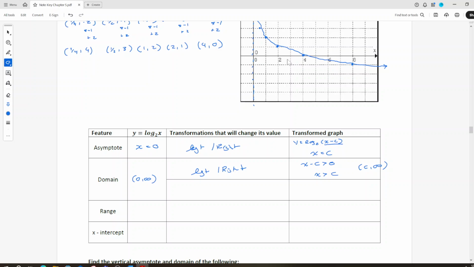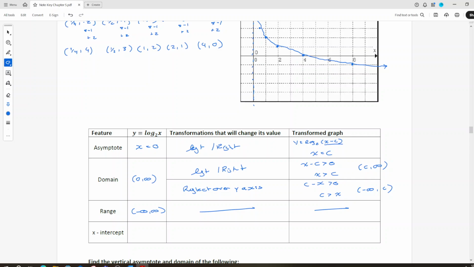Unless you also have a reflection in the x values. So if you take your x values and reflect them over the y-axis, so if you have something like c minus x, then you're going to end up with x being less than c, and so it's going to go negative infinity to c. Right? The range, negative infinity to infinity, nothing's going to affect it.